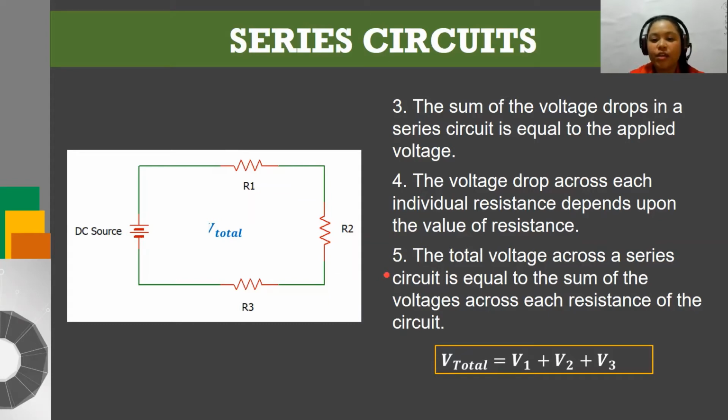Next, the total voltage across a series circuit is equal to the sum of the voltages across each resistance of the circuit. So we have here the voltage drop in R1, which is V1, V2 in R2, and then V3 in resistor 3. So the total voltage is just equal to the sum of all the voltage drops across each resistance. So V1 plus V2 plus V3 is equal to the source voltage.